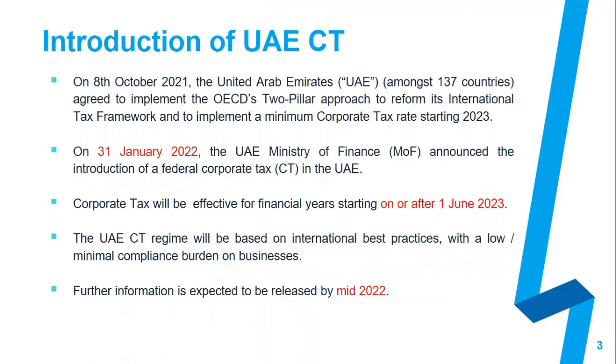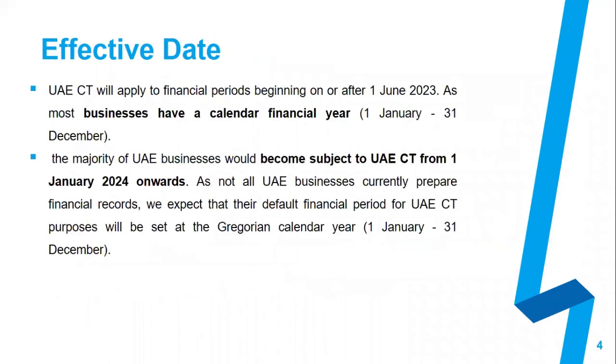So UAE tax: on 31st January 2020, they announced that there will be a corporate tax that will be implemented on or after 1st June 2023. Most of the businesses' year end is 31st December. So in that case, it will be applicable on 1st January 2024. We are expecting that they will release information by mid of 2020.